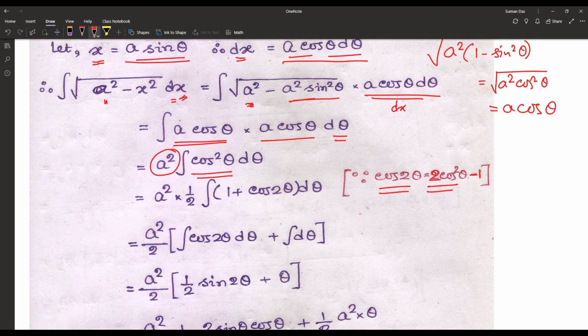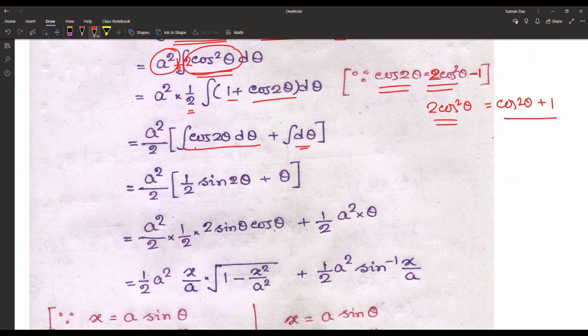So 2 cos square theta can be written as 1 plus cos 2 theta. Here, if we multiply by 2 and divide by 2, we are getting 2 cos square theta, so the half is here. After separation, we are getting integration of cos 2 theta d theta plus integration of d theta, and that gives us the result as half of sine 2 theta plus theta.